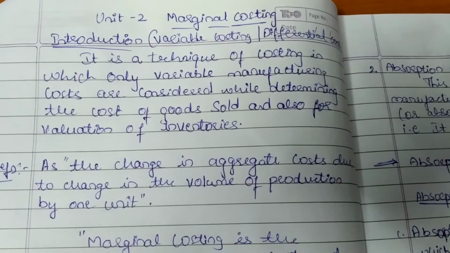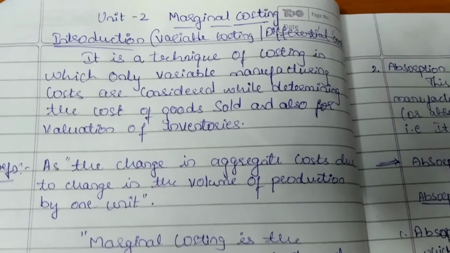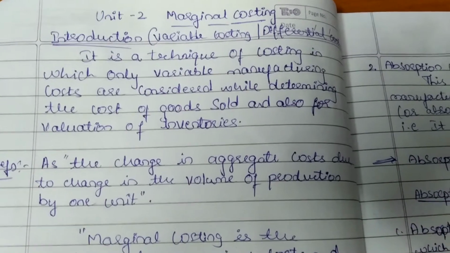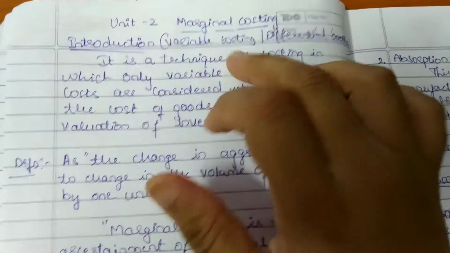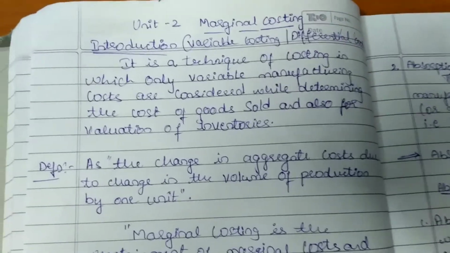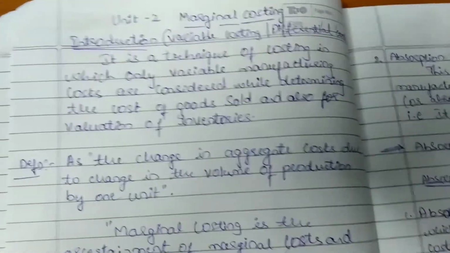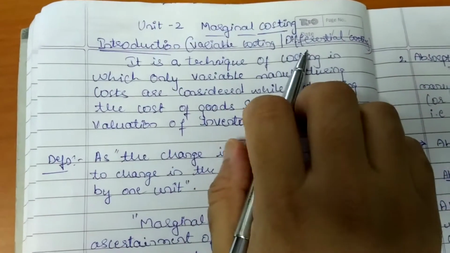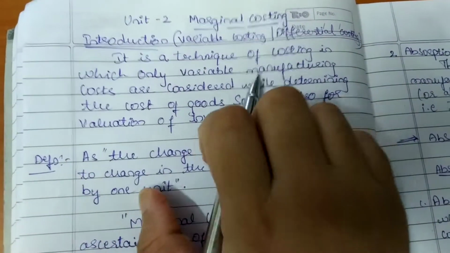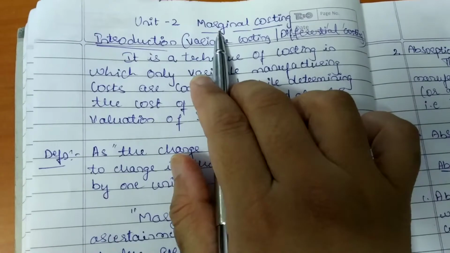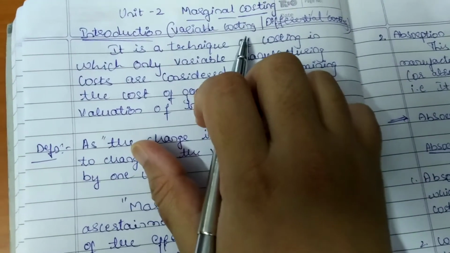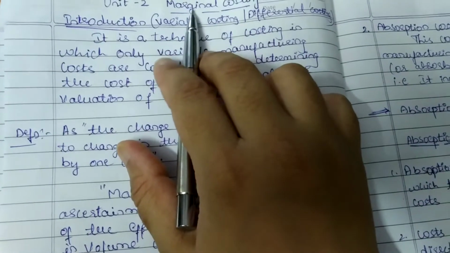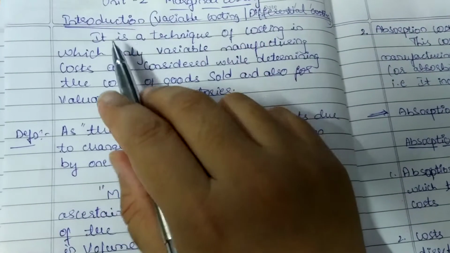Hello everyone, we shall move on to the second unit, which is marginal costing. It is also known as variable costing or differential costing, or also as out of pocket costing. Here we are going to study what marginal costing is and the methods or formula used for calculation of marginal costing.